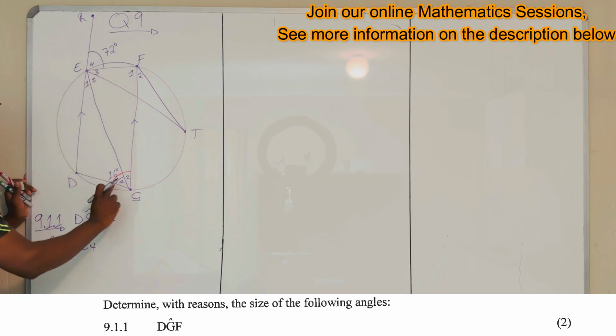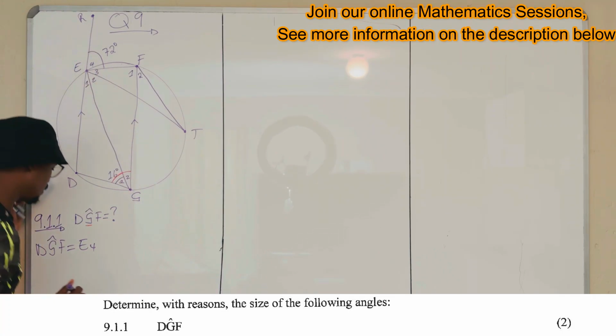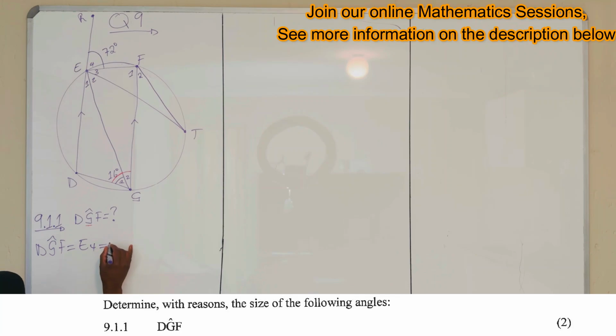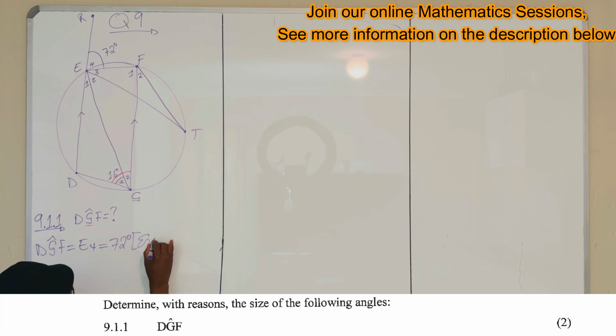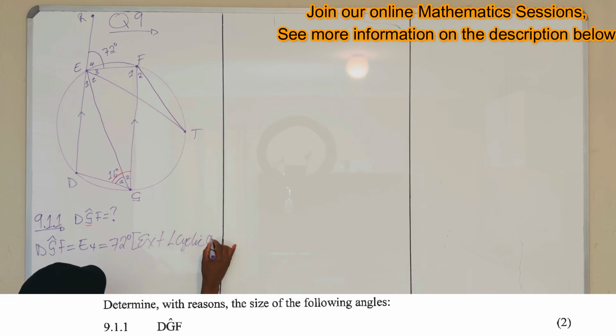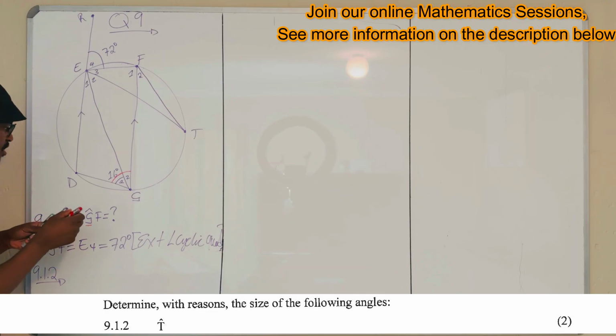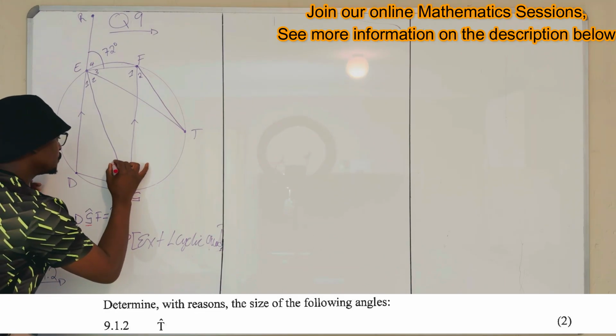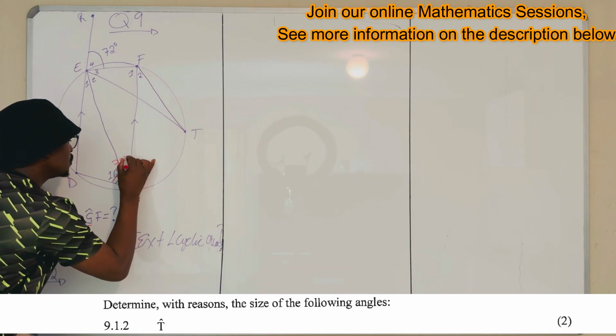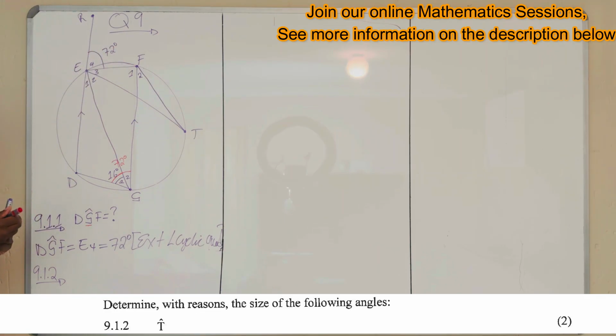So this angle E4 is equal to this angle over here. So in that case, it is equal to 72 degrees, right? The reason for that is because this is an exterior angle of a cyclic quadrilateral. Cyclic quad. That's it. Now we'll move to the next one, which is 9.1.2. What are we going to do? Let's put that information here. So the entire angle is 72 degrees, same as that one.